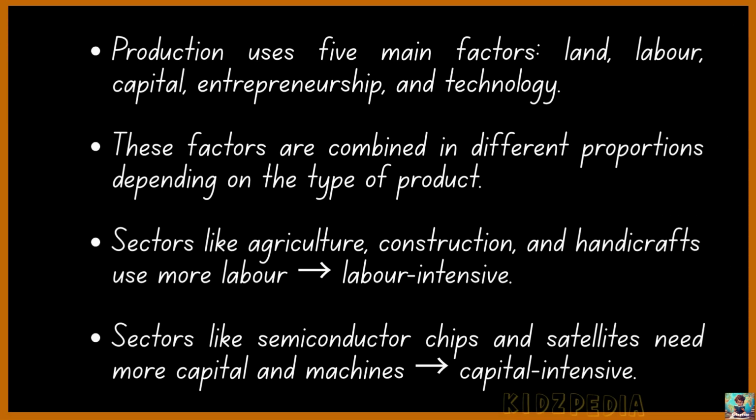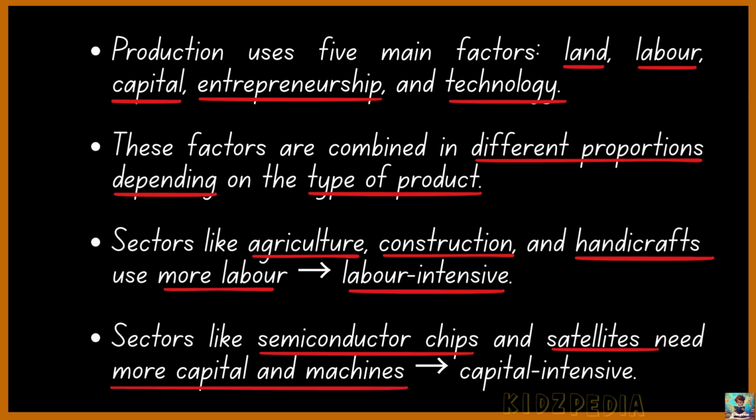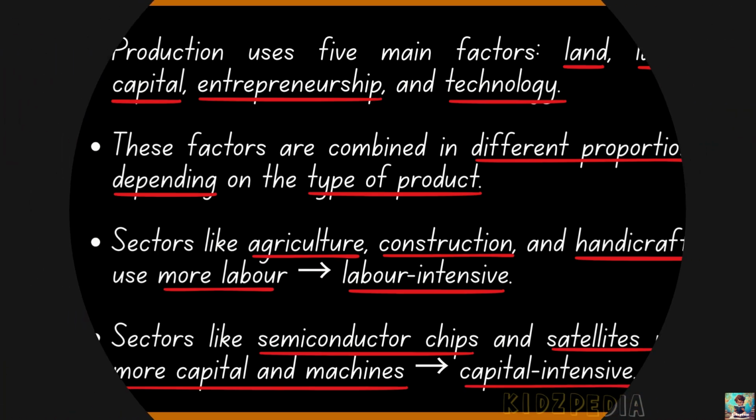So, to produce any good or service, we need some basic inputs. These are called factors of production, that is land, labor, capital, entrepreneurship, and technology. Different products require these factors in different amounts. For example, farming, construction work, and handicrafts need a lot of human labor. So, we call them labor-intensive activities. On the other hand, making semiconductor chips or satellites needs expensive machines, advanced tools, and high investment. So, these industries are called capital intensive.